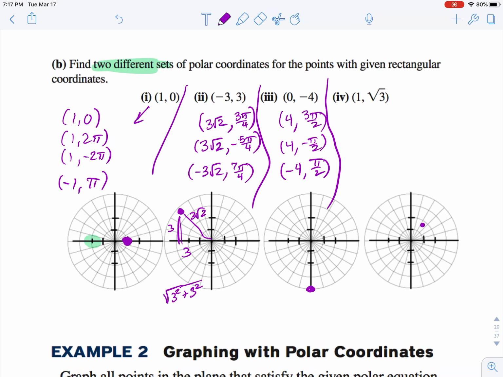So 1 comma root 3 takes me to about here-ish. Well, it's a little triangle. I'm going to blow it up for myself here. 1 comma root 3. Do the Pythagorean theorem, and I get root 4, or 2. That also would be a 30, 60, 90 triangle, if you're not recognizing it. This will be a 30-degree angle on the short side. So then we know that this is a radius of 2, and an angle of 60 degrees, or pi over 3.